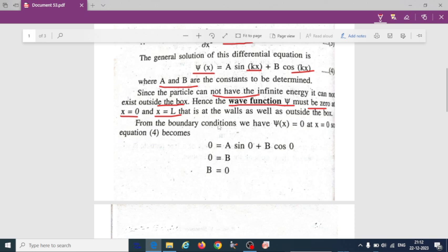From the boundary conditions, we can write psi of x equal to 0 at x equal to 0. First condition: if we put x equal to 0 in equation 4, psi is equal to 0 equals a sin 0 plus b cos 0. So sin 0 is 0, and cos 0 is 1. So b is equal to what? 0.